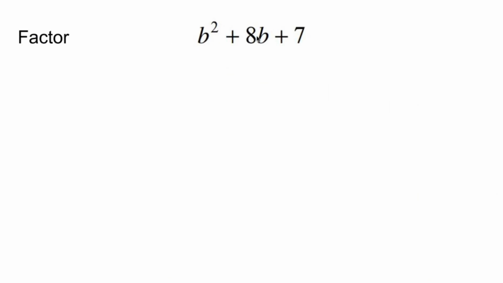Factor b squared plus 8b plus 7. All right, we are looking at a quadratic trinomial, 3 terms, degree of 2, with nothing in front of the highest degree. You are thinking of 2 numbers whose sum is going to be 8 and whose product is going to be 7. I call this process sum times.